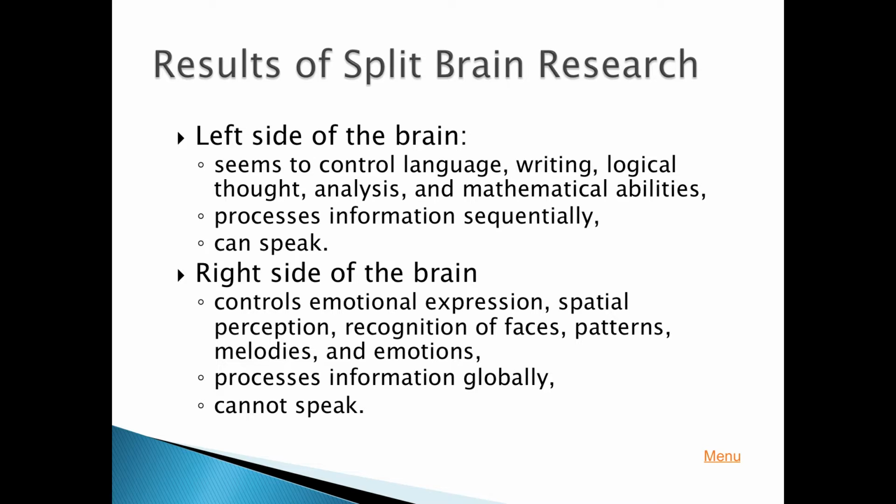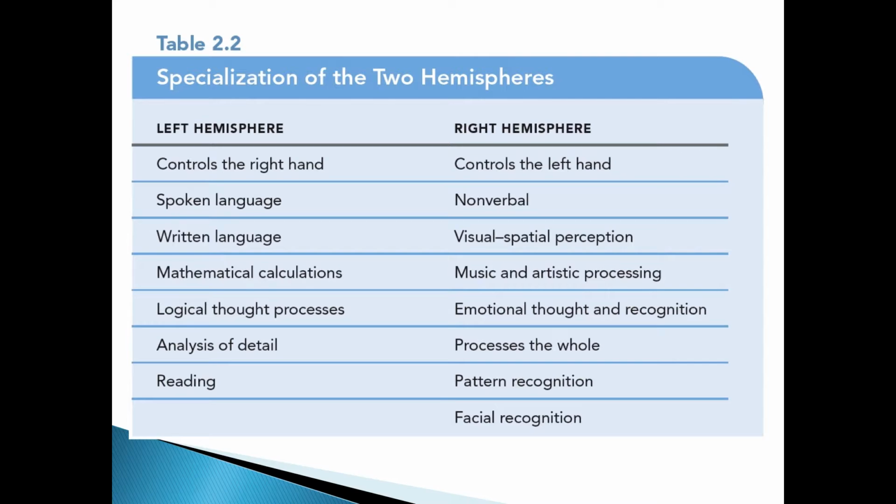Anything else? All right, so in the left hemisphere, this is what happens. It controls the right hand. It's responsible for a lot of the spoken language that we engage in. Our ability to write language is largely found in the left hemisphere. Our mathematical calculations, our logical thought processing, our analysis of detail, and reading are strongly related to activity that takes place in the left hemisphere.